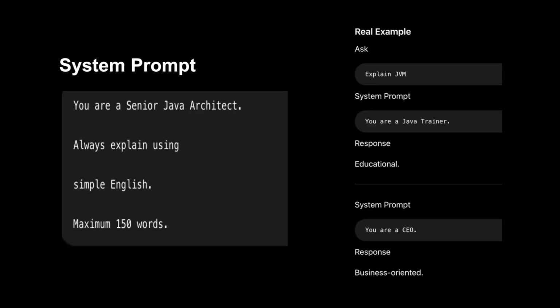This is probably the most powerful message, the system prompt. Think of it as the AI's job description. Before the conversation starts, we tell the AI, "Who are you? How should you behave? What tone should you use? Should you explain like a teacher or a doctor? Should you speak like a financial advisor?" The system prompt answers all these questions. Notice something important: the user usually never sees the system prompt. It's created by the application.